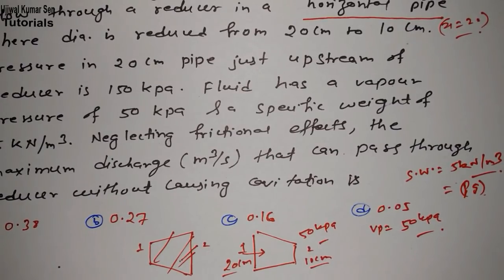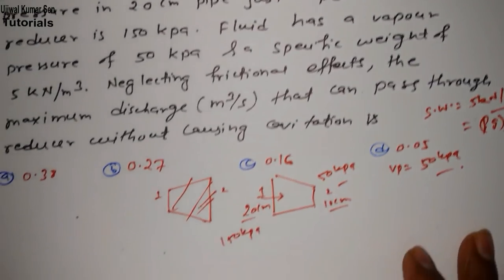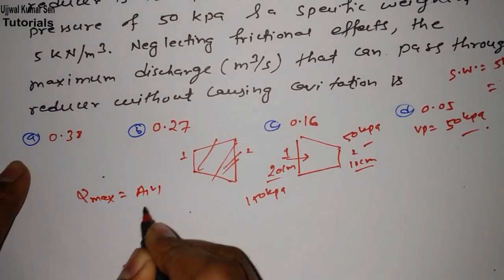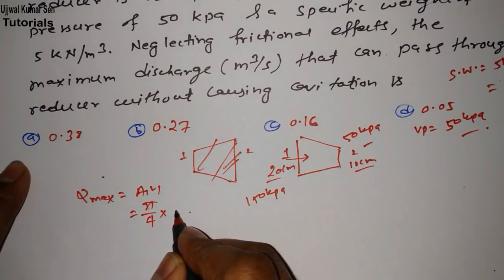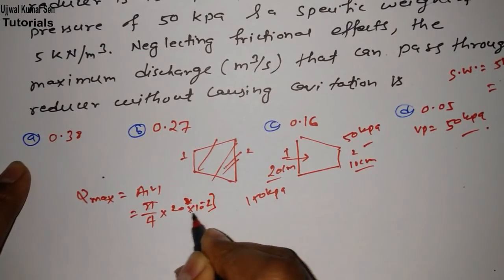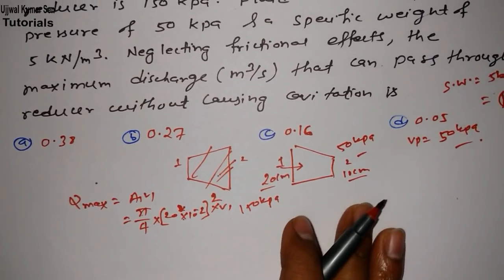Neglecting frictional effects, find the maximum discharge that can pass through the reducer without causing cavitation. That means, without causing cavitation, definitely this side would be vapor pressure only, right? Now what we require is Q max equal to A1 V1. A1 is pi by 4 d1 square, where d1 is 20 times 10 to the power minus 2, squared, into V1, right? Now we don't know V1.